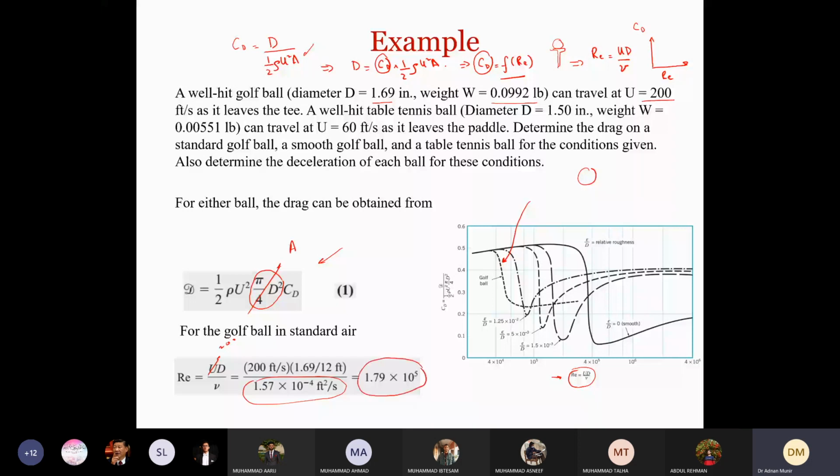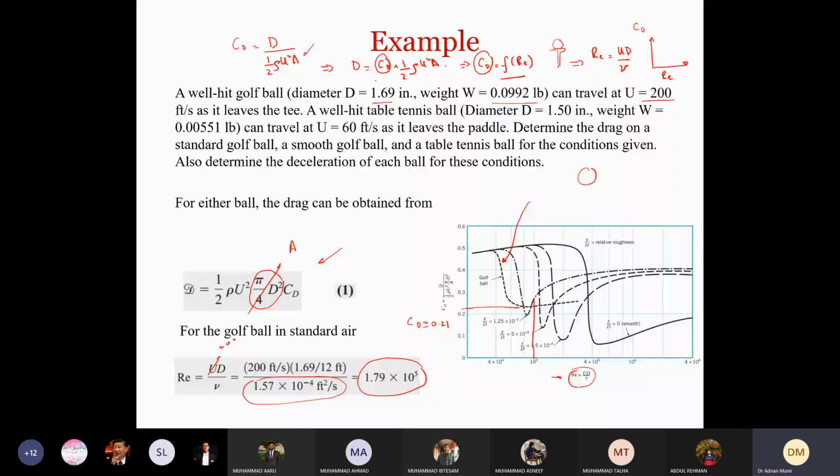Reynolds number is coming as 1.79 into 10 raised to the power 5. So it is around here. If I draw a vertical here and a horizontal here, I can work out the approximate value of CD, which is between 0.2 and 0.3. In fact, it is near 0.2. So I can say that CD is approximately equal to 0.21, or 0.205 or 0.22. This is just an approximate value that I can read from this plot. So this is how I can find CD.